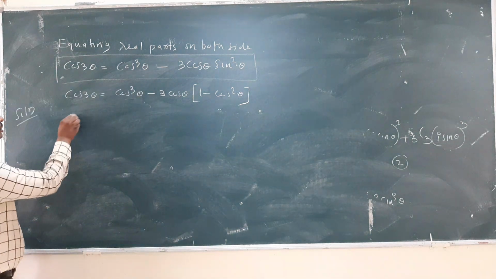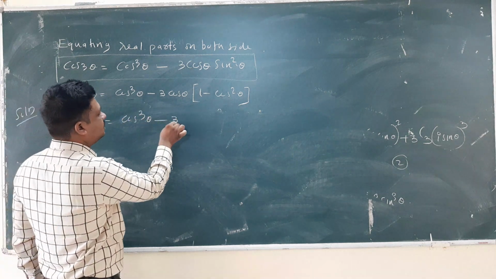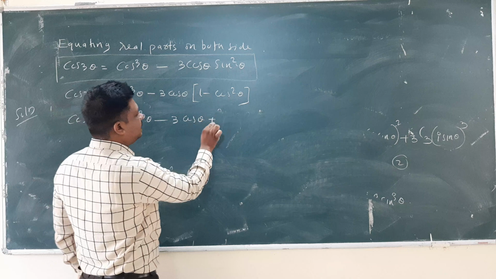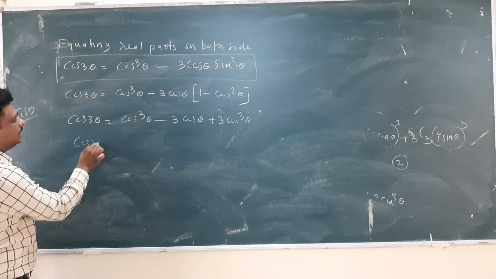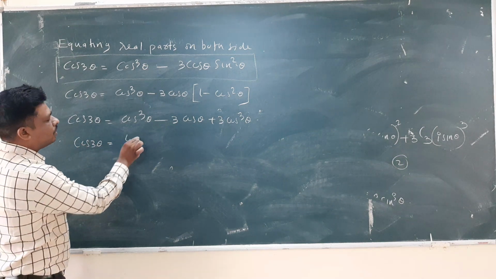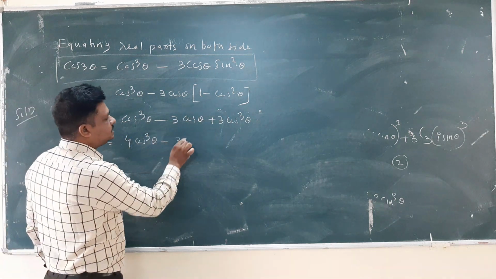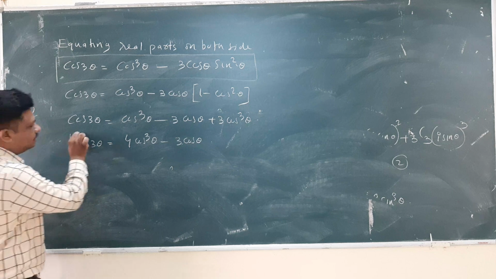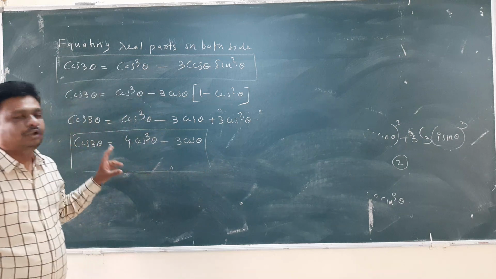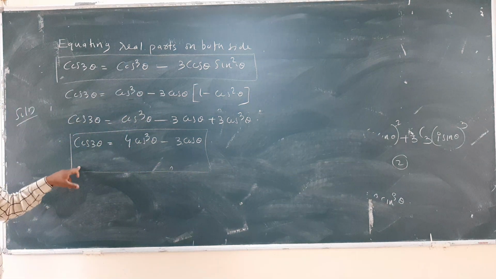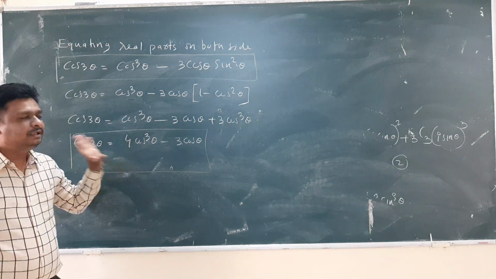Simplify this one. Cos 3 theta is equal to cos cube theta minus 3 cos theta, minus into minus plus 3 cos cube theta. Cos cube plus 3 cos cube is 4 cos cube theta minus 3 cos theta. So cos 3 theta is equal to 4 cos cube theta minus 3 cos theta. This is one of the best applications of de Moivre's theorem. By using de Moivre's theorem we can find the expansion for cos n theta as well as sin n theta. Thank you.